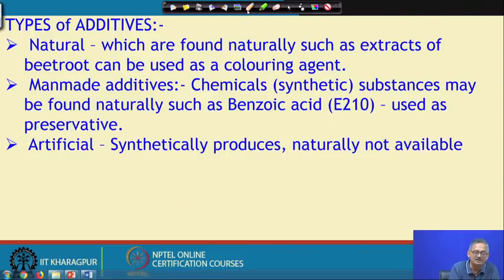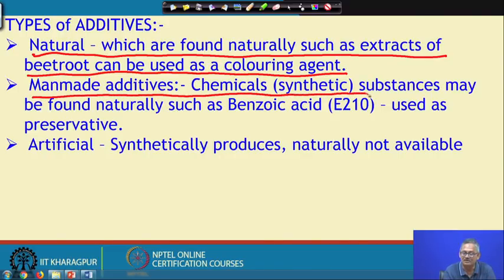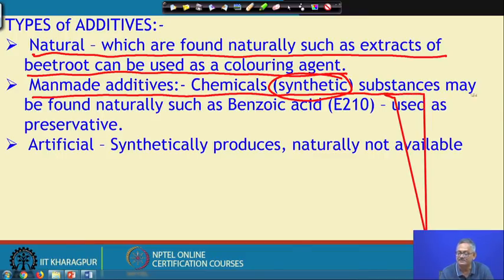One is natural, which are found naturally, such as extracts of beetroot that can be used as a coloring agent. This is an example. Or man-made additives. Man-made additives are chemicals, or they can be synthetic directly. Or they can be synthesized substances.